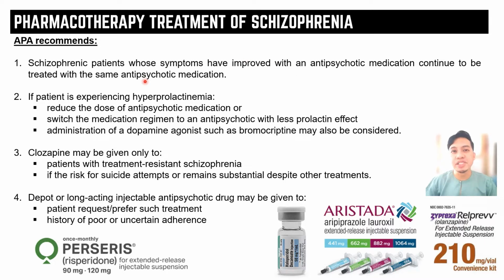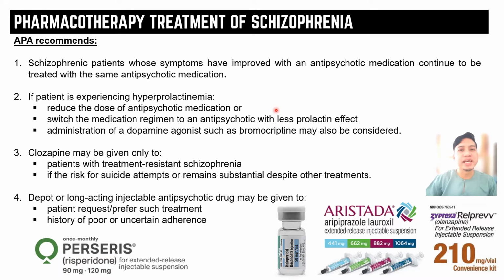If the patient experiences any hyperprolactinemia incidents, you might want to suggest to the doctor to reduce the dose of the current antipsychotic medication or change to another atypical antipsychotic which has less prolactin effects. Aside from that, you might want to suggest to the doctor to prescribe dopamine agonists such as bromocriptine to reduce the incidence of hyperprolactinemia.